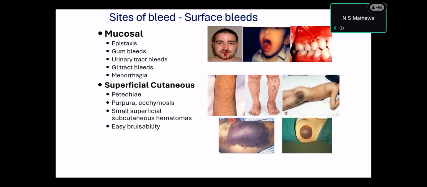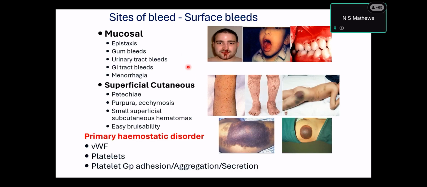So we were discussing that this lady has some types of bleeds: epistaxis, menorrhagia, gum bleeds. When you have surface bleeds, such as mucosal bleeds, epistaxis, gum bleeds, urinary tract bleeds, GI tract bleeds, menorrhagia, or superficial cutaneous bleeds, which means petechiae, purpurae, ecchymosis, subcutaneous or superficial hematomas, or a history of easy bruisability, when you have any of these surface bleeds, you are dealing with a primary hemostatic disorder.